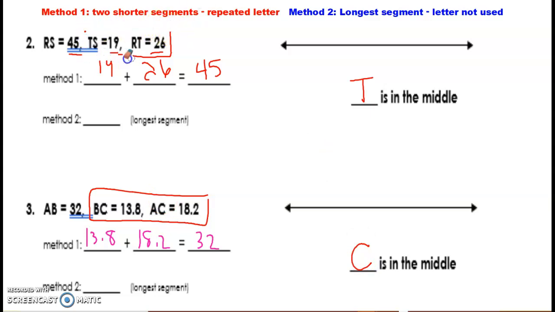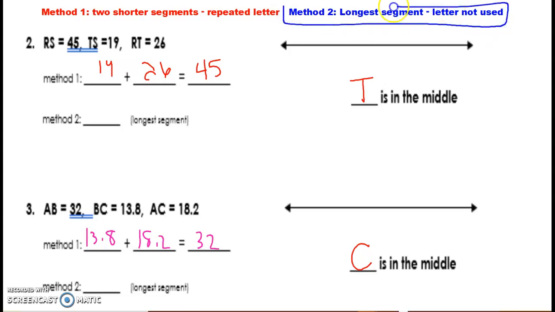Okay, so let's go back up and take a look at how method 2 ends up with the same result, or if that's something, again, that you like better or makes more sense to you, whatever method you choose will get you to the right place. All right, so method number 2, we're looking for the longest segment, or the largest number. And the answer, the letter that is in the middle, is the letter that is not used.